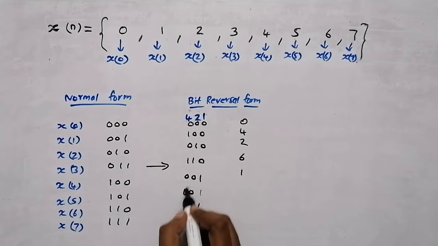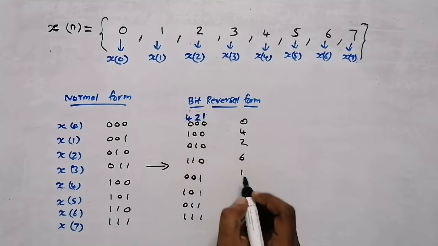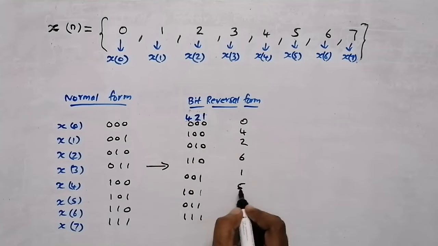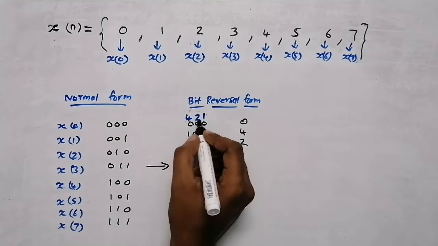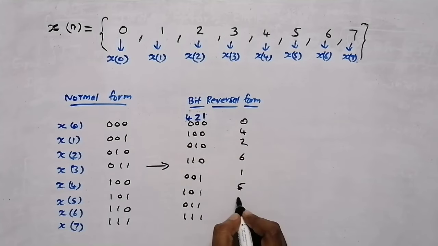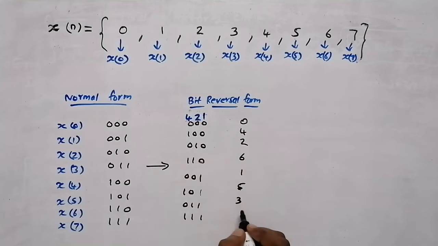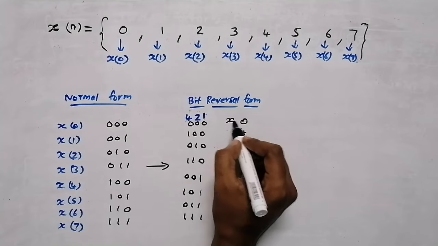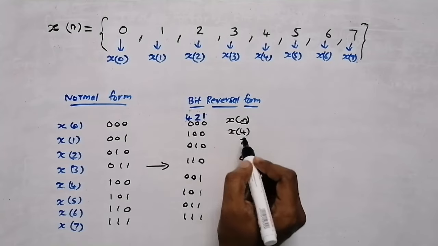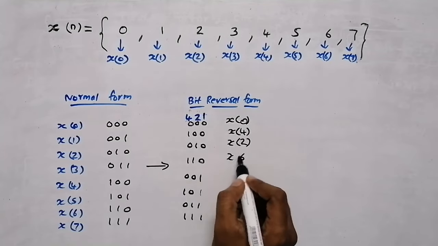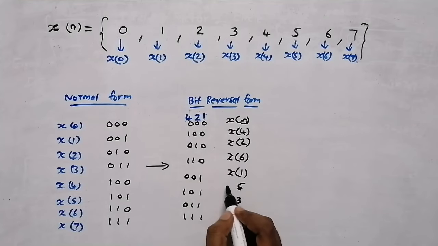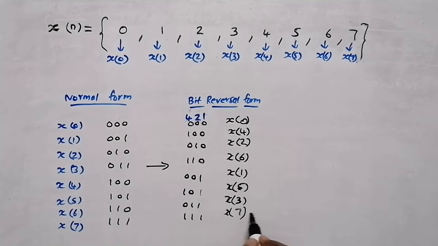1, 0, 1. One is for 4 and one is for 1, so 4 plus 1 we will get 5. Then 0, 1, 1. One is for 2 and one is for 1, so 2 plus 1 is 3. Then 1, 1, 1. One is for 4, one is for 2 and one is for 1, so 4 plus 2 is 6, plus 1 will be 7. So this will be our x of 0, then x of 4, x of 2, x of 6, x of 1, x of 5, x of 3 and x of 7.